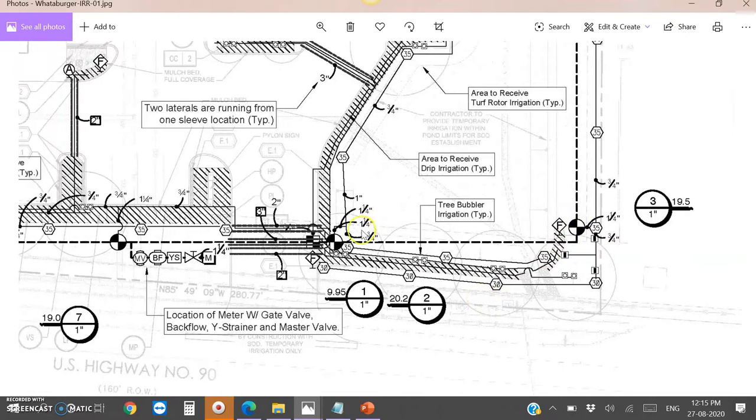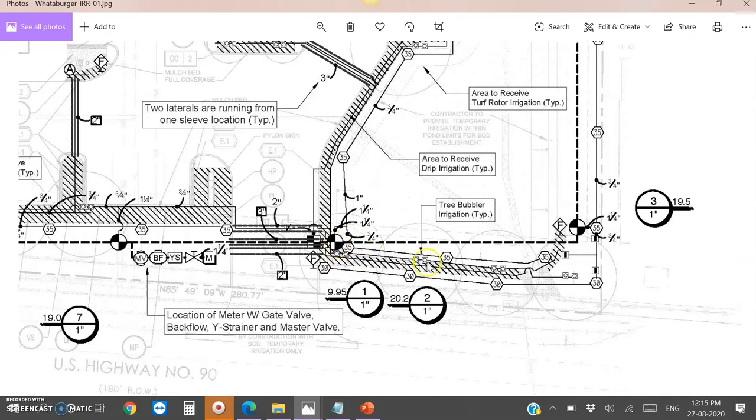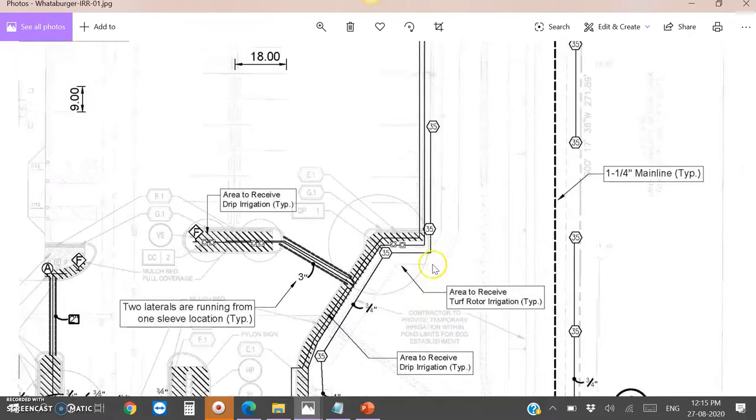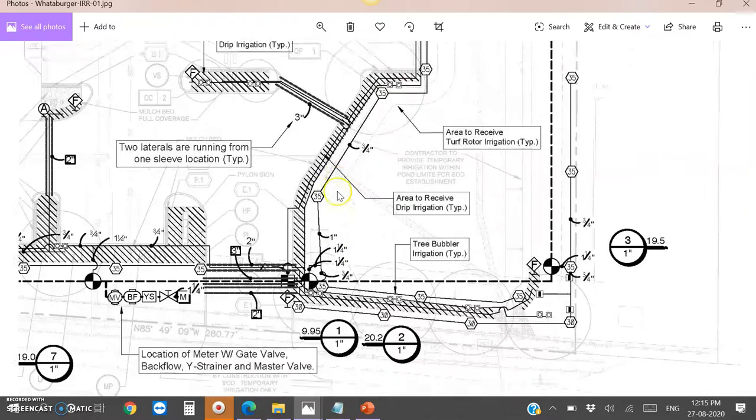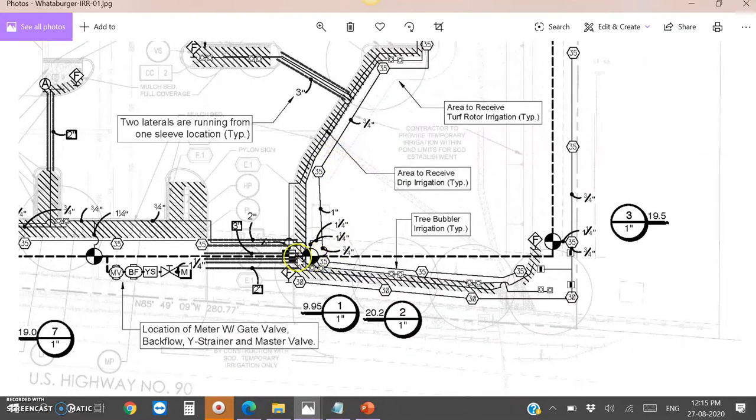And next, this is also rotors. We connected these rotors in a different zone. 1, 2, 3, 4, 5, 6, 7, we connected these 7 rotors in a single different zone. Similarly, this is the symbol for the drip zone assembly. As I said earlier, sprinklers and drip have different types of valve assembly. This zone has 9.95 GPM flow requirement, so we connected this area of drip into this zone.